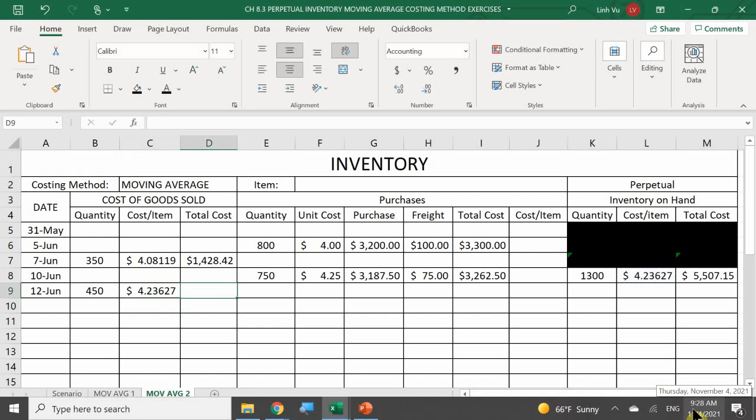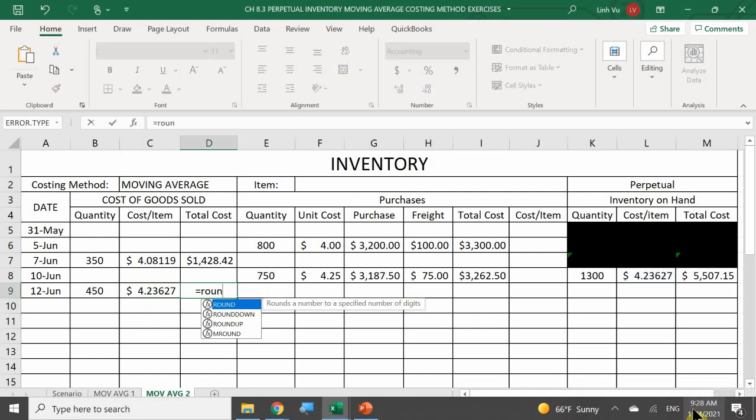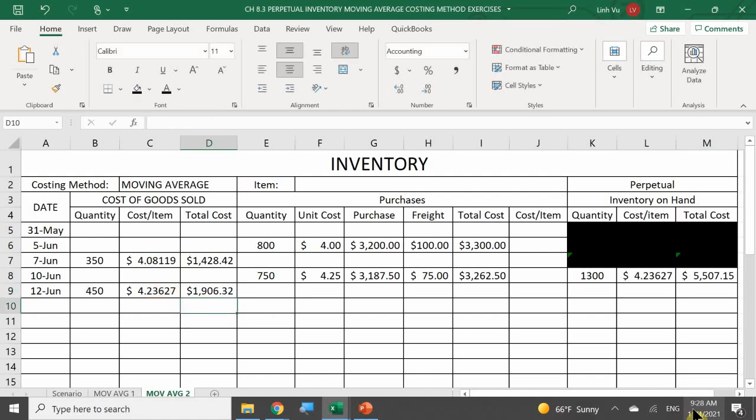Right, that's my new average cost per item. So then that gives me a grand total cost of goods sold to be 1,906.32.